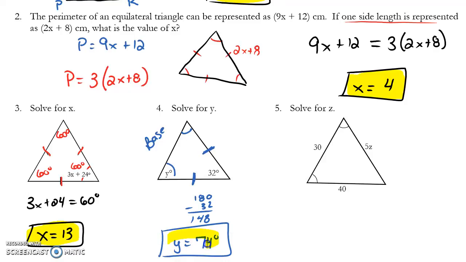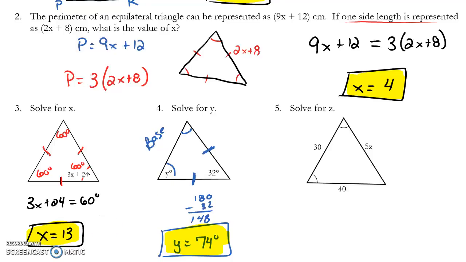So again, recognizing which angles are congruent, and it's my base angles along my base, my non-congruent side. Those are my congruent angles. Triangle sum gets me these 2 together. Dividing them by 2 because they're both equal gets me 74 degrees.